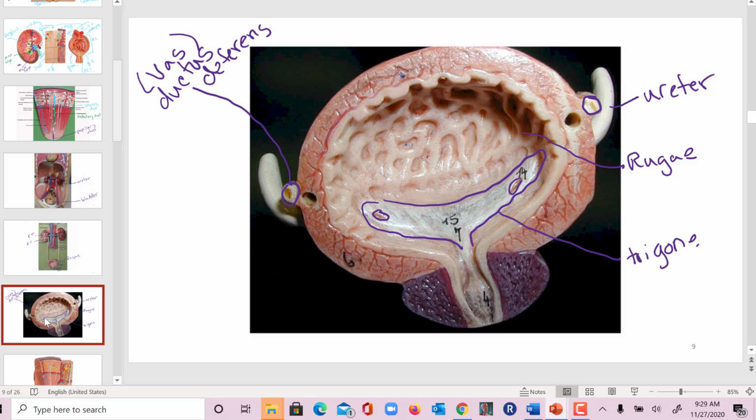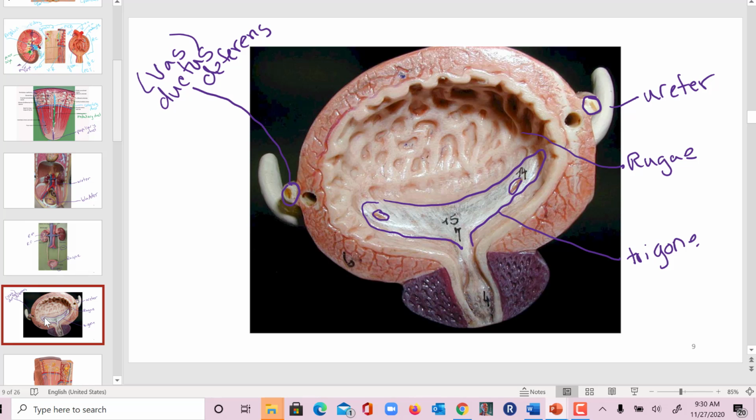And the joke that I like to say now is, what's the difference between a man's bladder and a man's ureter? Do you know? I assure you there's a Vas Deferens. Anyway, I know that's corny, but hey, it works.